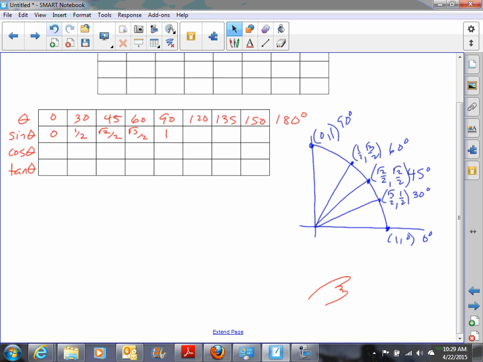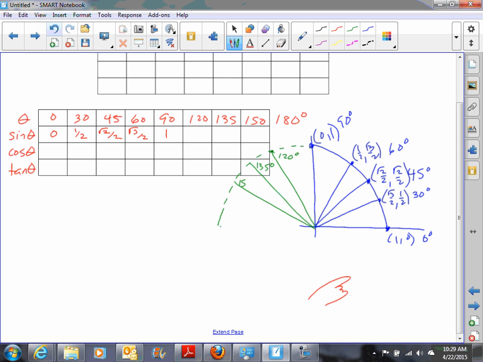Now, if we moved on, in other words, if we went ahead and continued this circle, 120 degrees would be here, 135 degrees would be here, 150 degrees would be here, and 180 degrees would be here.